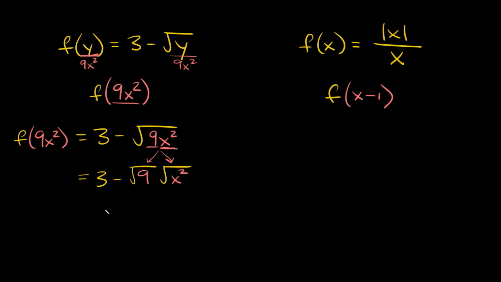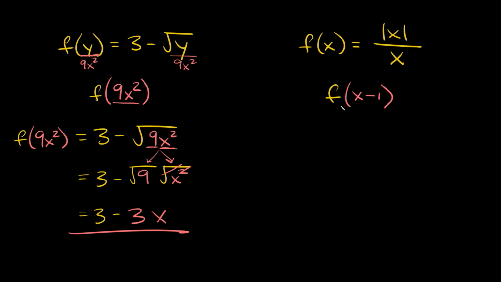Okay, so then let's simplify this. This is going to be equal to 3 minus, well, the square root of 9, that's simple enough. That's equal to just 3. And then we have the square root of x squared, which whenever you take the square root of a squared exponent, those two cancel out and you're just left with whatever's left inside of that radical, which in this case is just an x. All right, so then we have just an x right there. All right, so this would be your final answer.